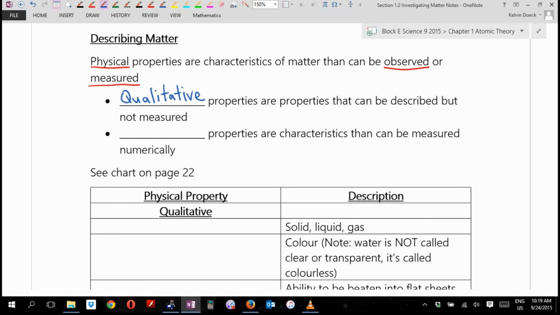You guys remember the other one? Also began with a Q. Quantitative properties. These can be measured numerically. You can rank it.